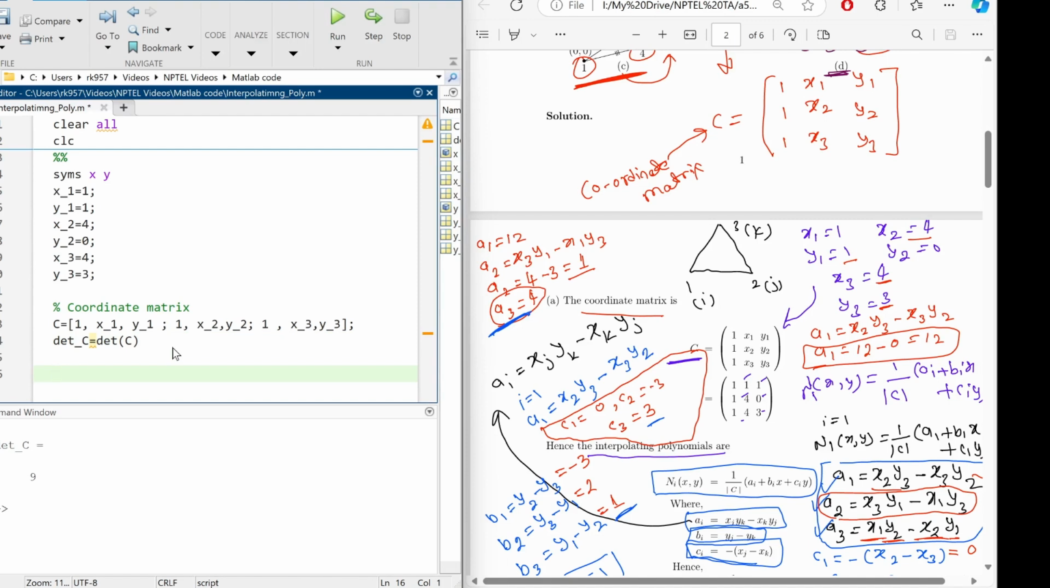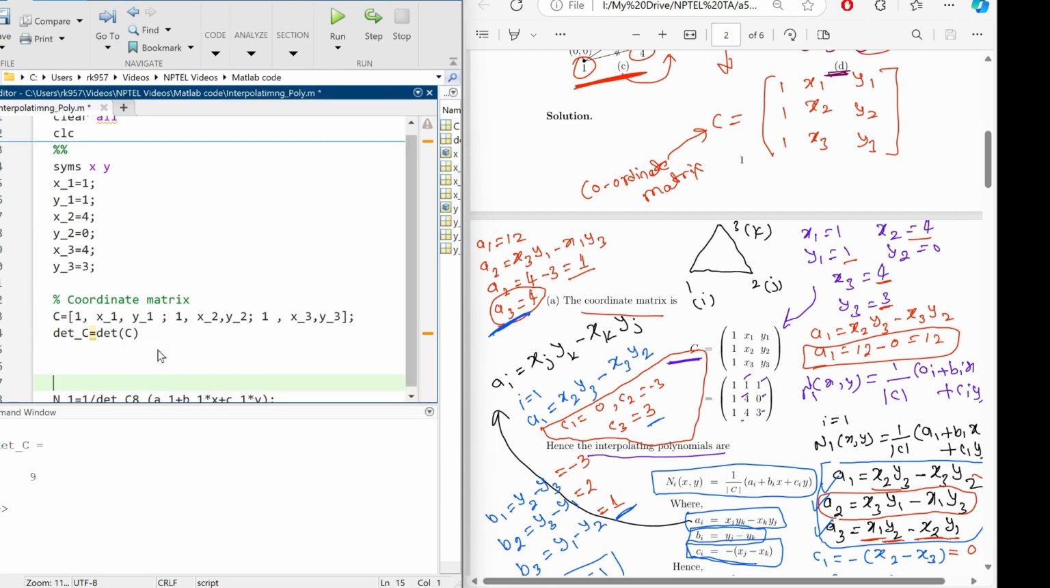Okay. Now we want to find N1, N2, and N3. So what will be our N1? N1 equal to 1 by that C, into A1 plus B1 into x plus C1 into y. Okay, but we don't know A1, B1, C1.